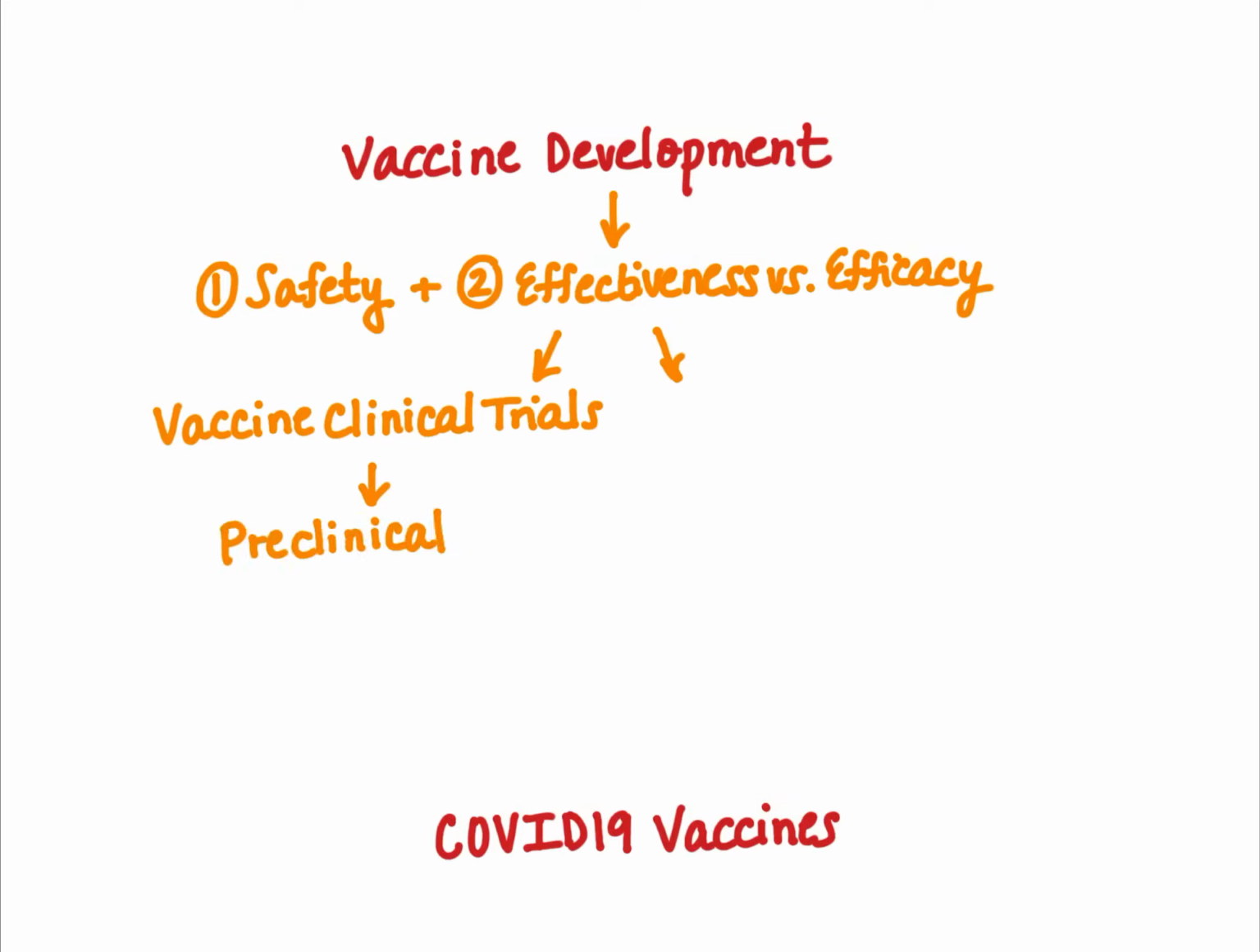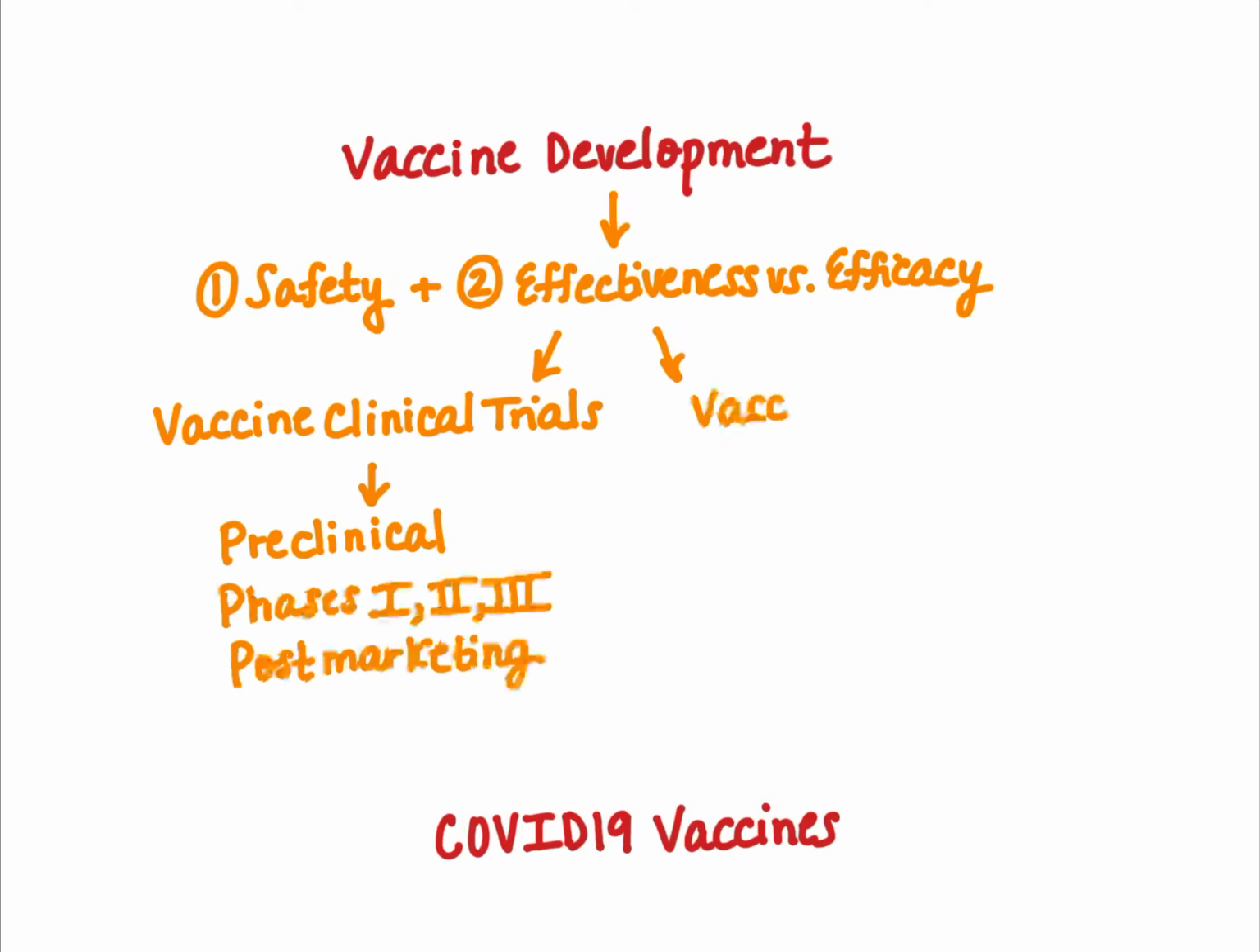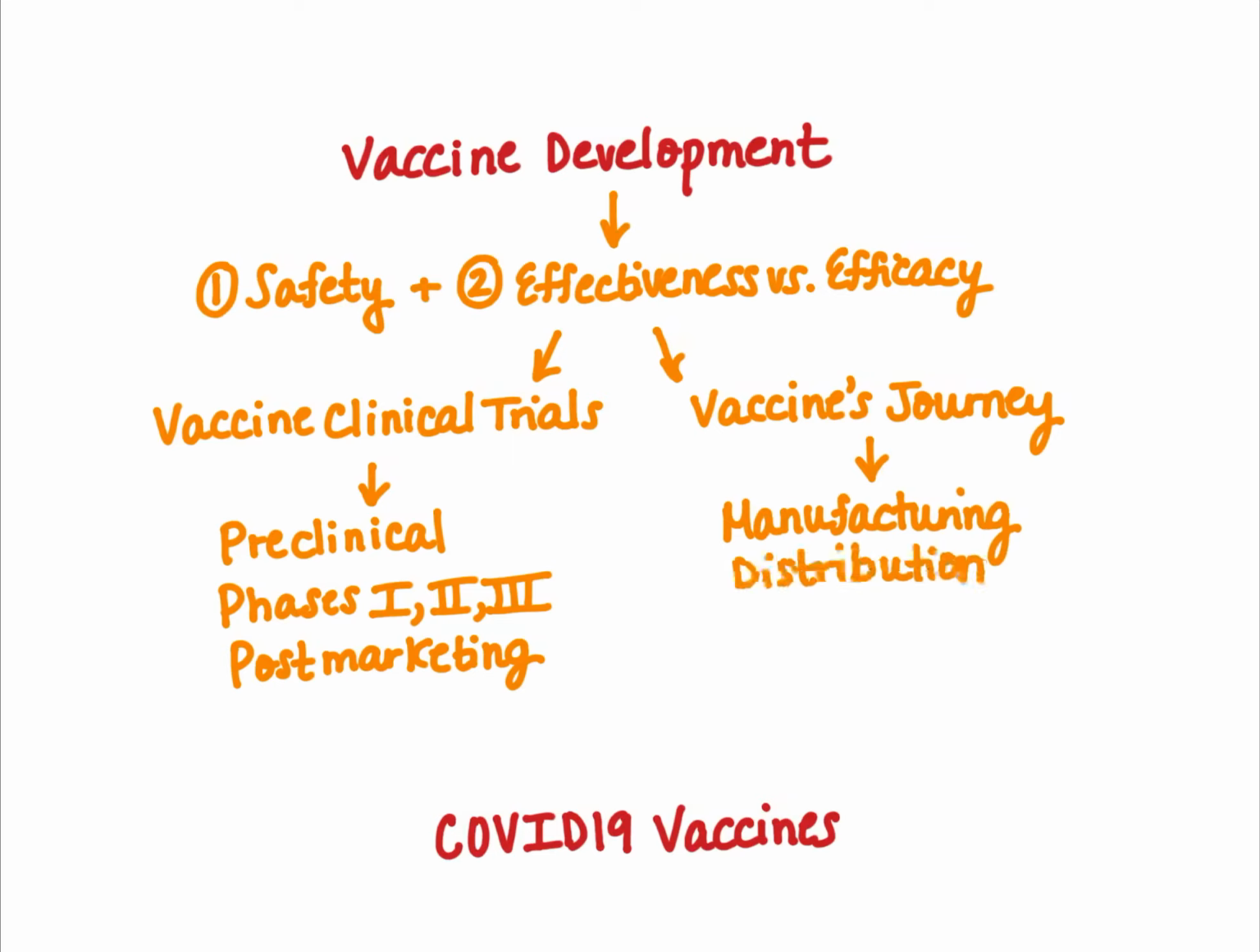We'll go through the different phases involved, one being your preclinical phase, two being your phases 1, 2, and 3, and last being your post-marketing phase. Then we'll go on and talk about a vaccine's journey. We'll hit on the points of its manufacturing, distribution, and quality control.